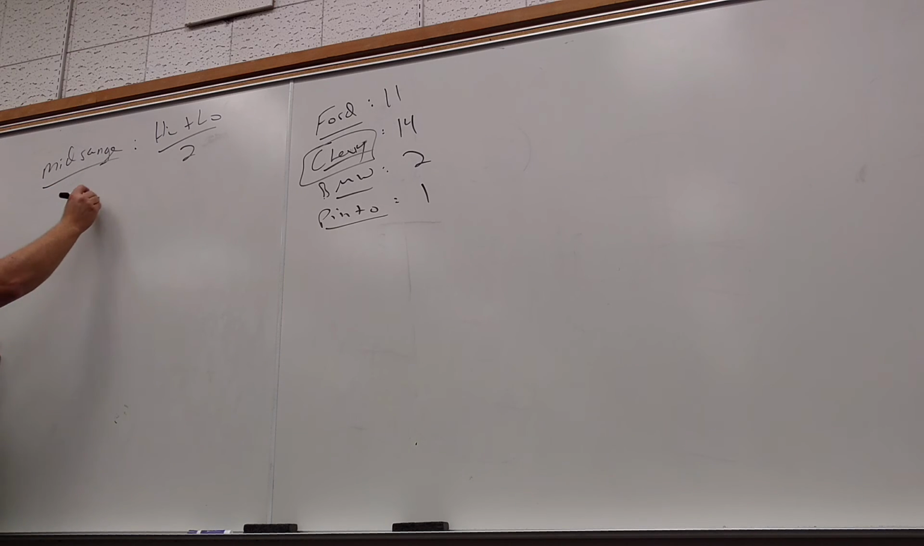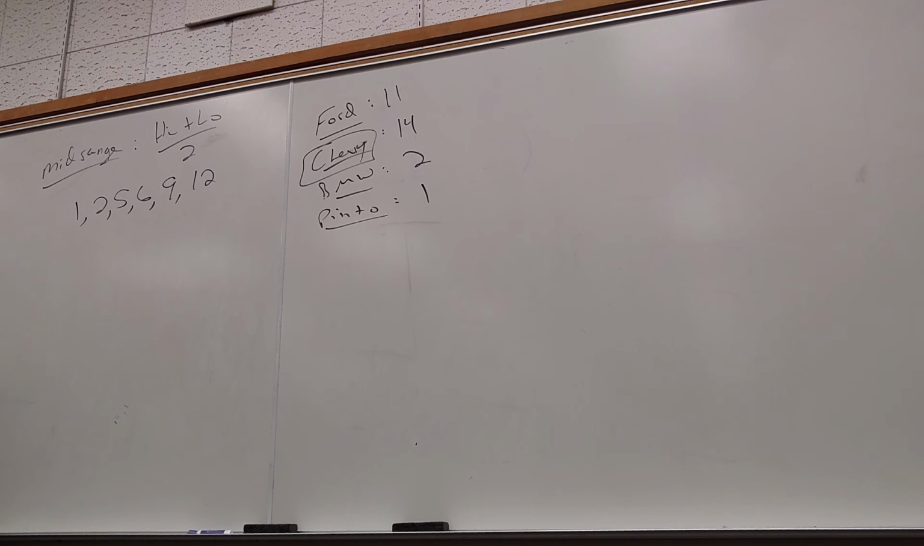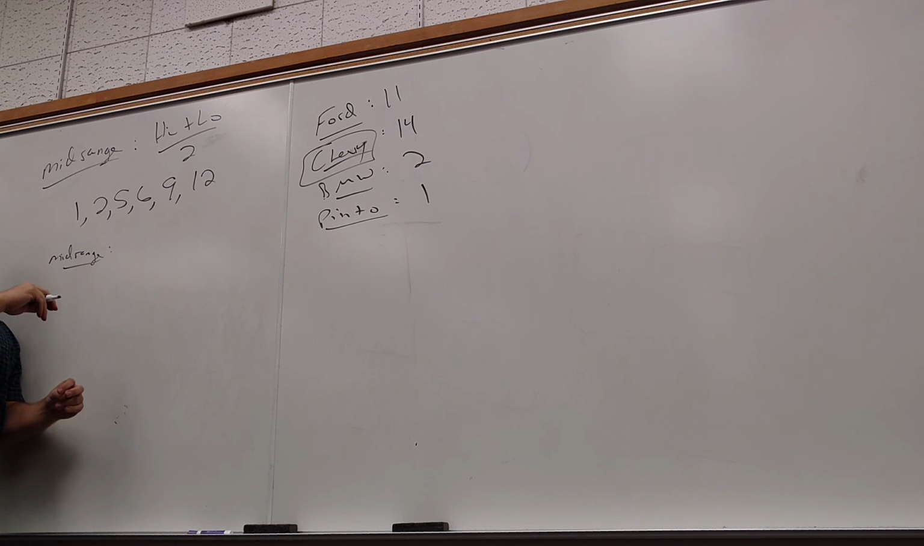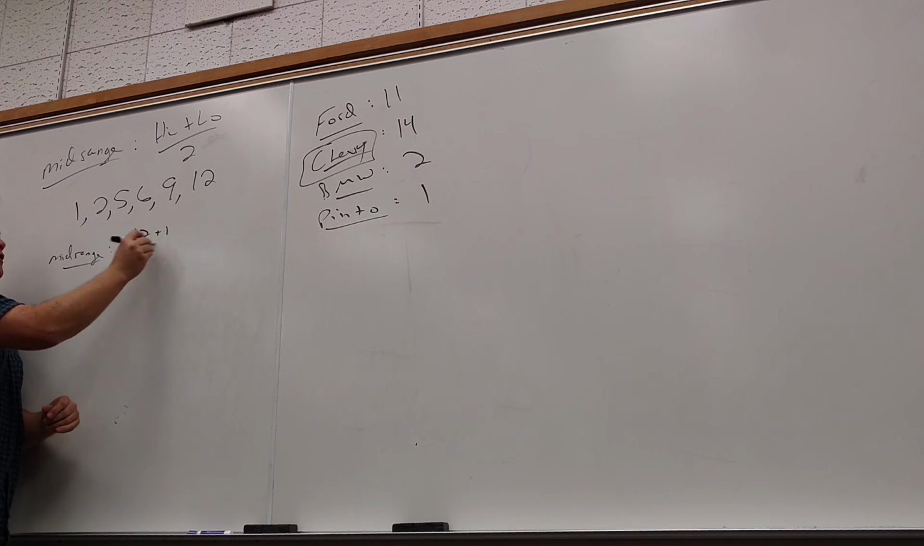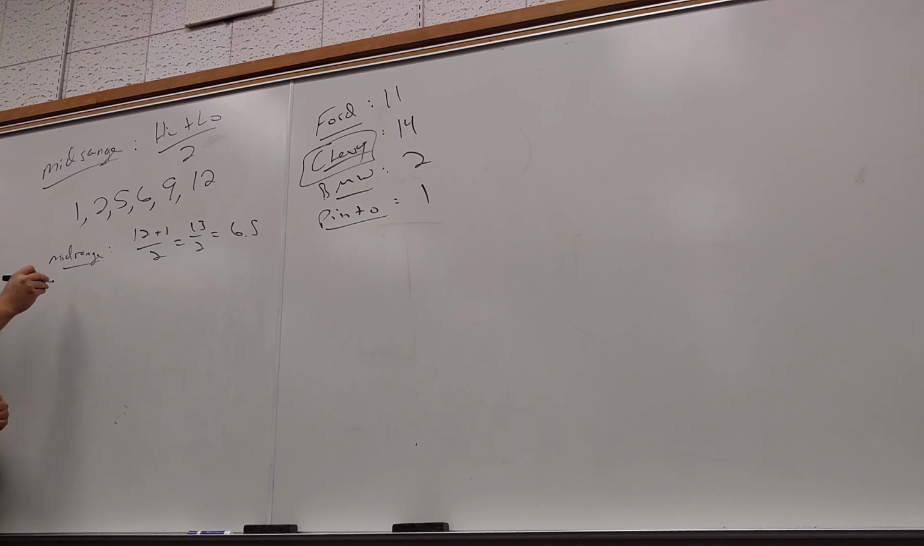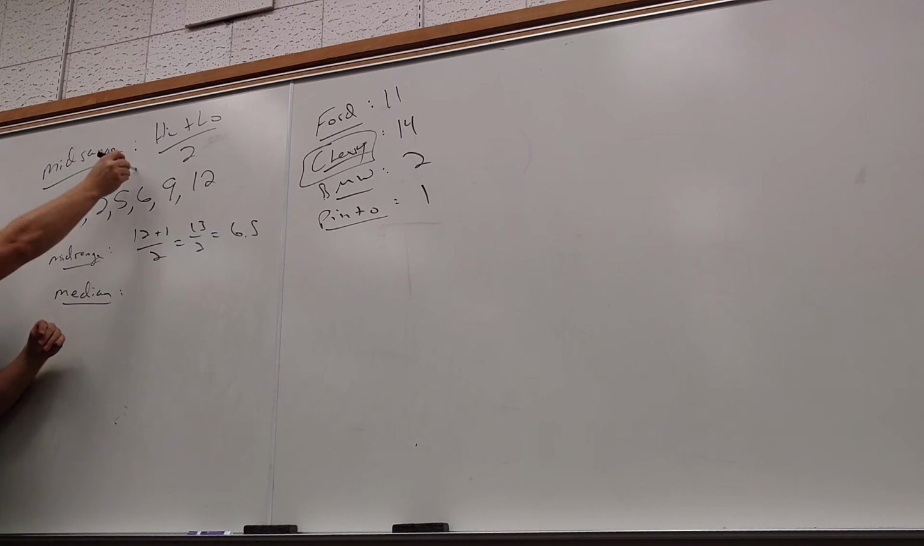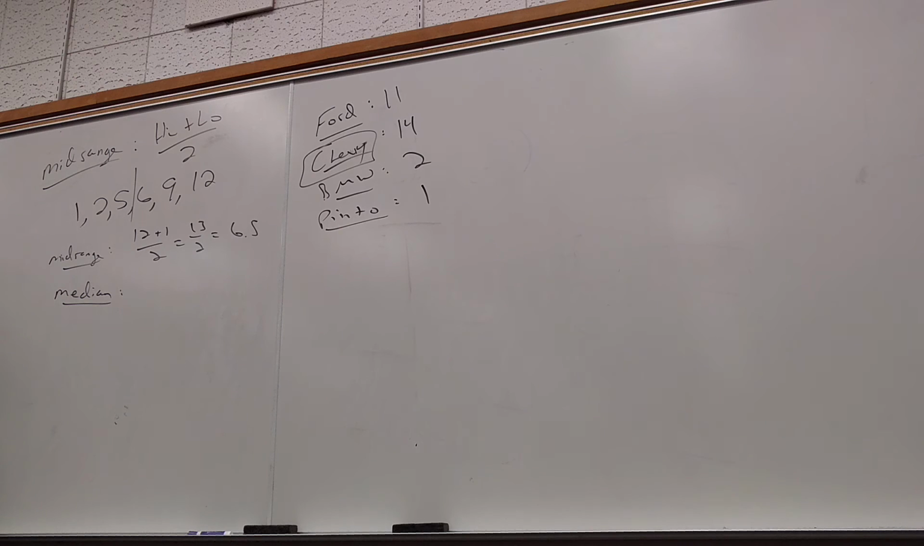So what's the mid-range of that data? 6.5. There you go. 12 plus 1 divided by 2. 13 divided by 2 is 6.5. What's the median? 5.5. Good. So I agree with people back there. If you have a very small set of data, you can pretty much just cut it in half visually. You don't have to really do much work.